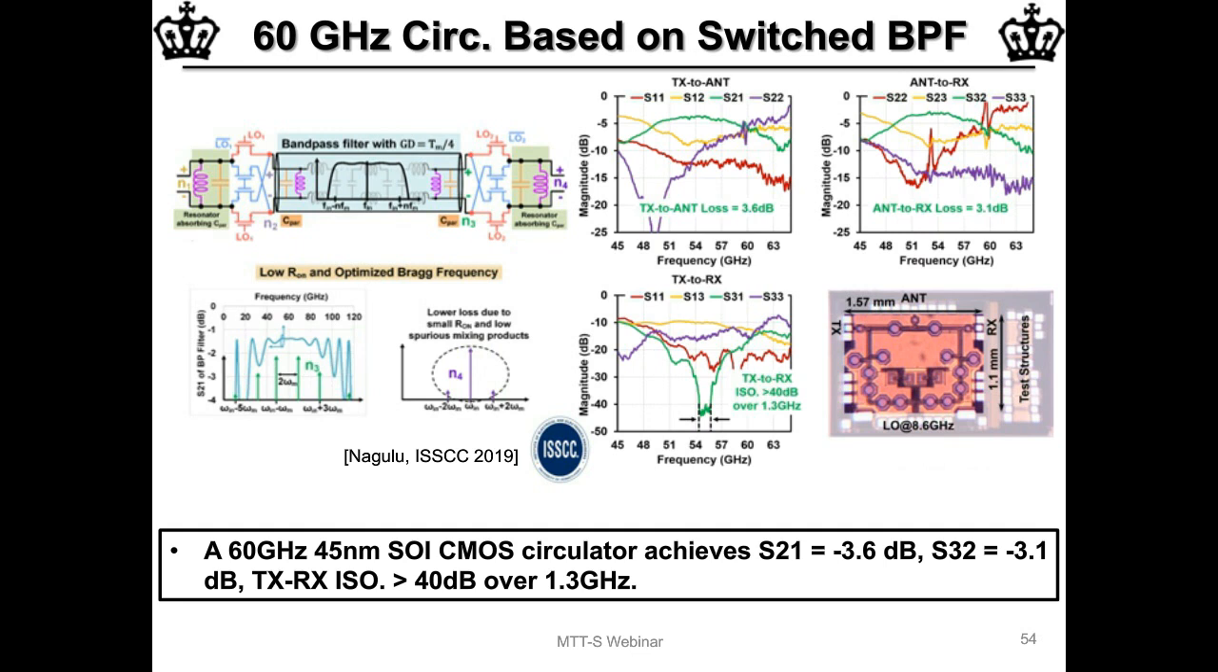And so we were able to show a circulator now up at 60 gigahertz in the same 45 nanometer SOI CMOS process with the same roughly 3 dB of loss and with isolation greater than 40 dB over 1.3 gigahertz bandwidth around the 60 gigahertz operating frequency.